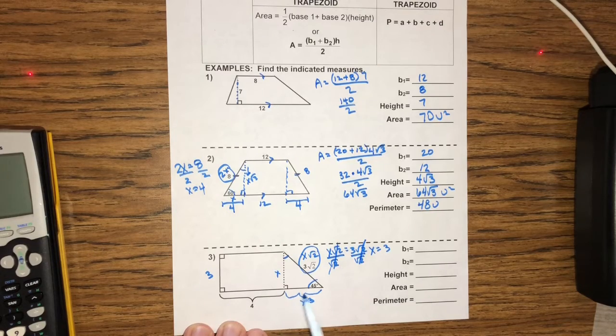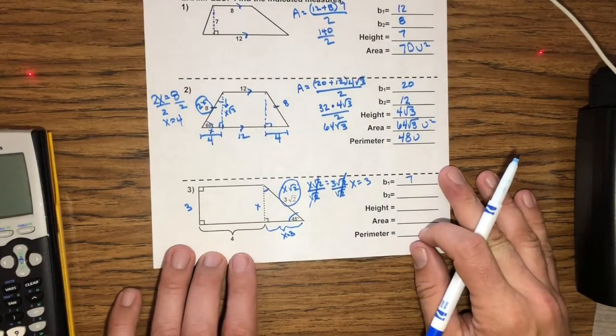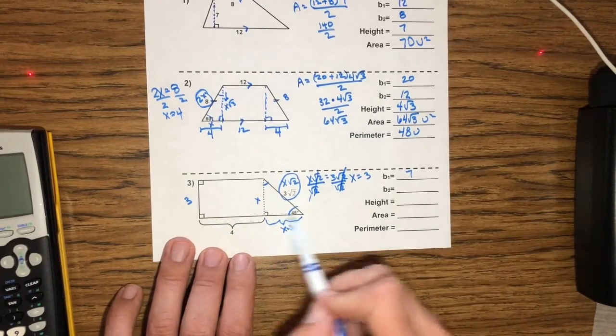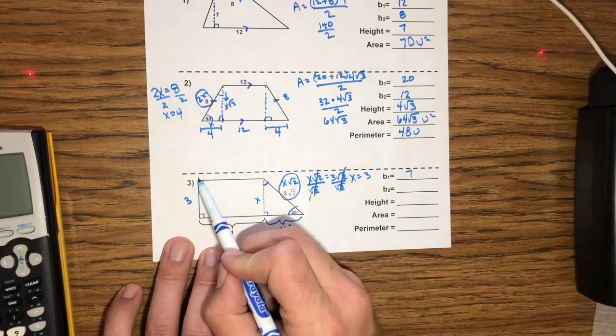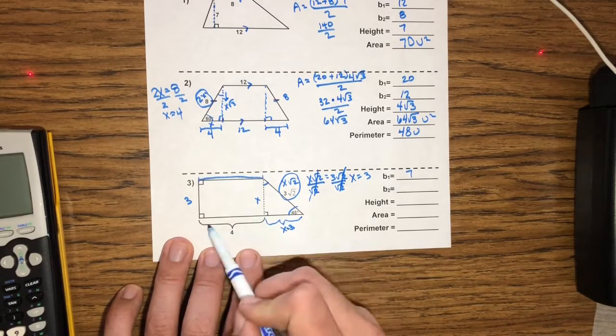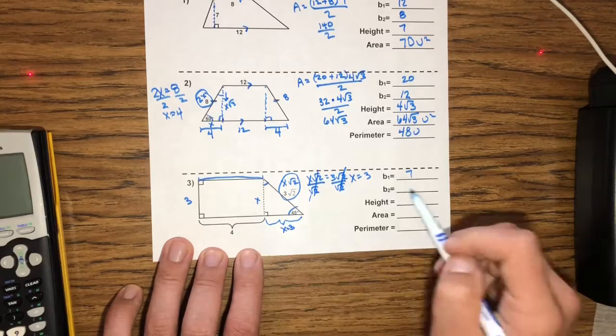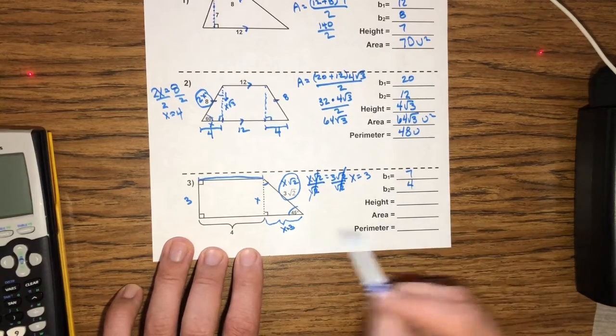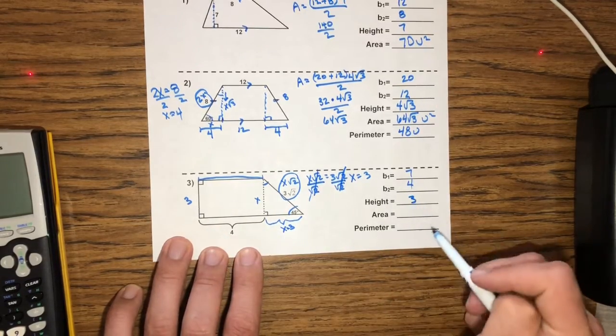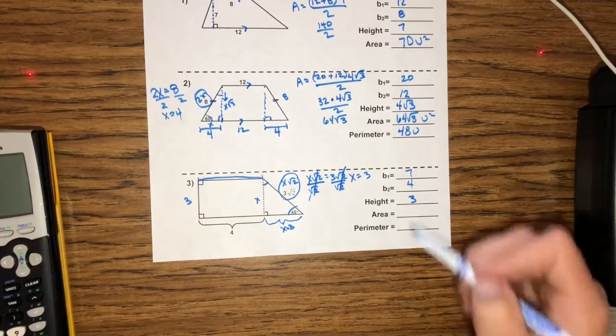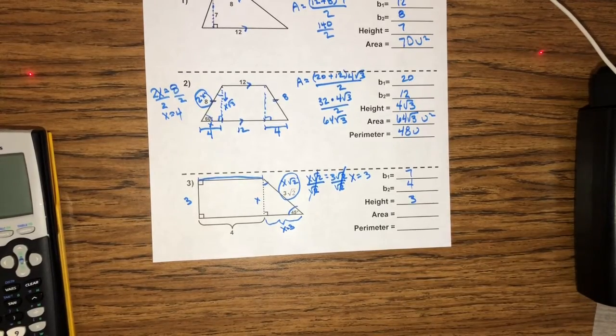Base 1, 4 plus 3, that's 7. I'll slide this up so we'll make sure we get it on the screen. All right, so we have 7 down here. Base 2, that's from here to here. Well, that's going to be the same as this 4 that's down here at the bottom. So base 2 is 4, and then the height is 3. So by finding those out right away, it really makes this problem a lot easier.